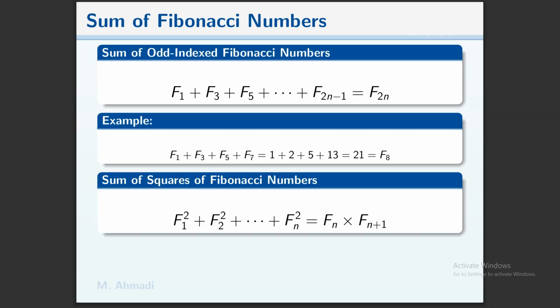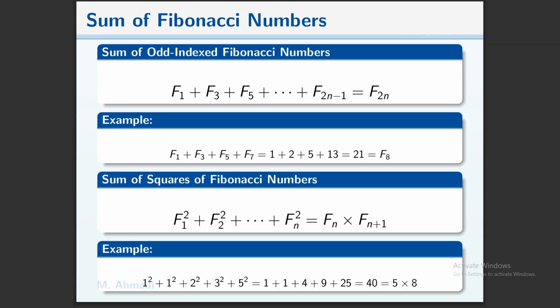And the sum of squares of Fibonacci numbers: F1 squared plus F2 squared plus, and so on, plus Fn squared, equals Fn times Fn plus 1. Also, here we have an example. 1 squared plus 1 squared plus 2 squared plus 3 squared plus 5 squared equals 1 plus 1 plus 4 plus 9 plus 25 equals 40 equals 5 times 8.